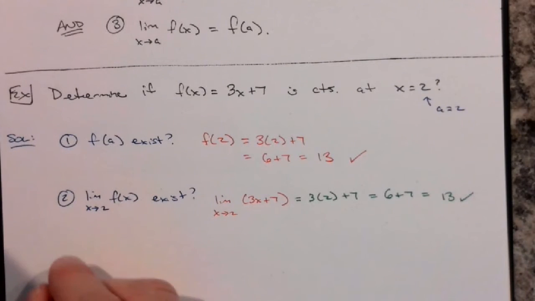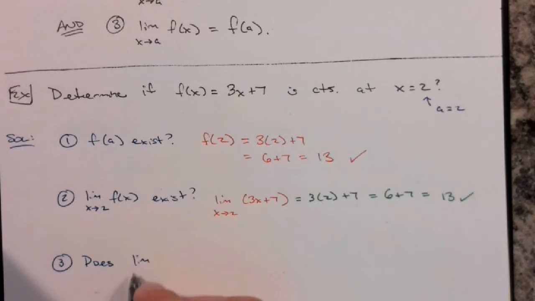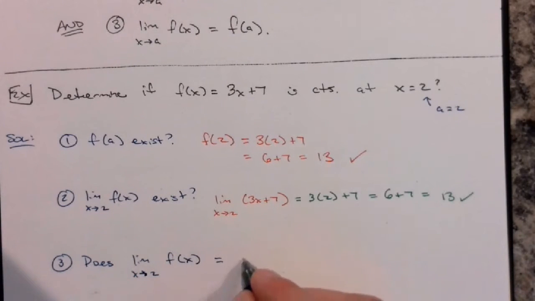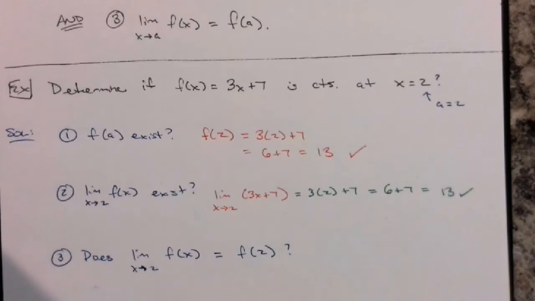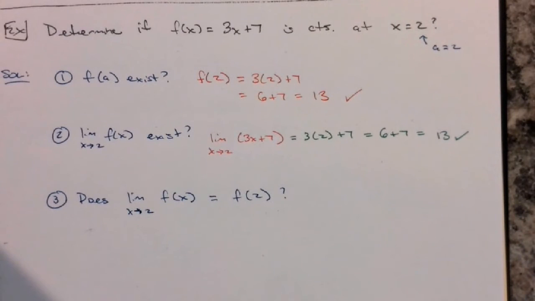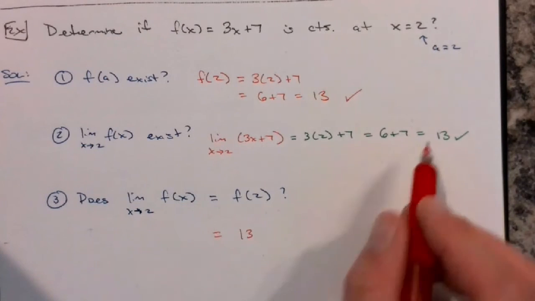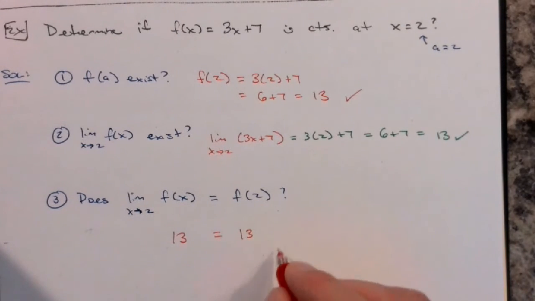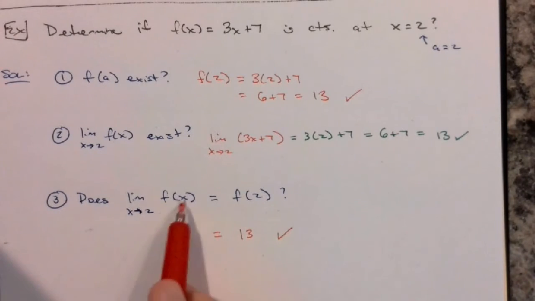And then the third criteria, what you're really checking is, does the limit as x approaches 2 of our function f of x equal f of 2? That's what step 3 really told us from above. That was what we have to look for. Well, in this case, let's take a look. F of 2 is 13. And this limit as x approaches 2 of f of x, well, that's 13, so 13 equals 13. It checks out.